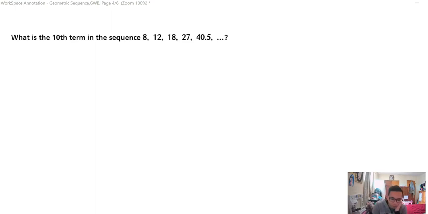Explicit formula can be written as a sub n. Okay, so that's the difference between recursive and explicit formula. A sub 1, which is your first term, and then r, which is your common ratio, raised to n minus 1. Okay, so the first term here is identified, your a1 in this given example is 8.